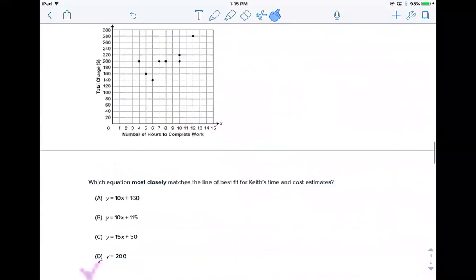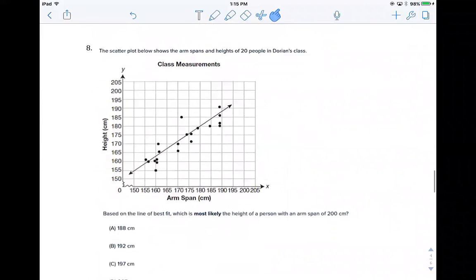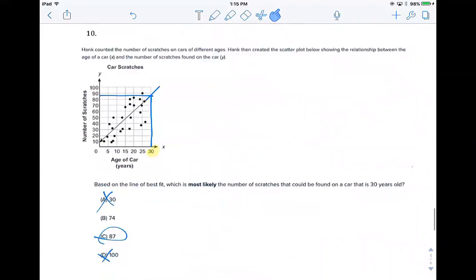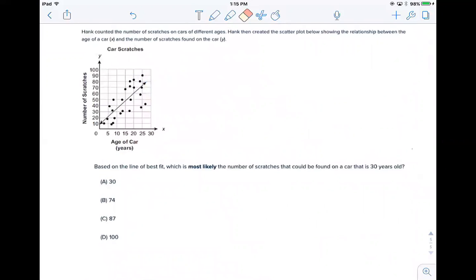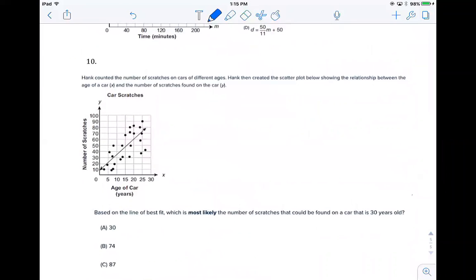Okay, so the last one, so we're skipping 7. The last one we're going to look at is number 10, and I forgot to delete that. So for problem 10, what we did in class is we looked at the line of best fit and we're extending our line. So we want to find out what is the number of scratches that could be found on a card that's 30 years old.